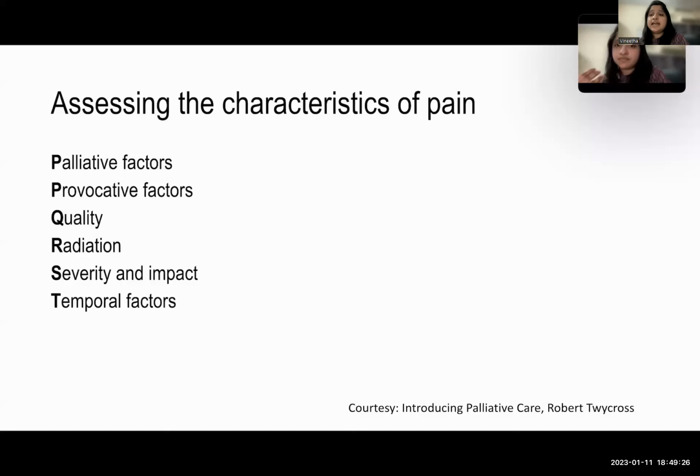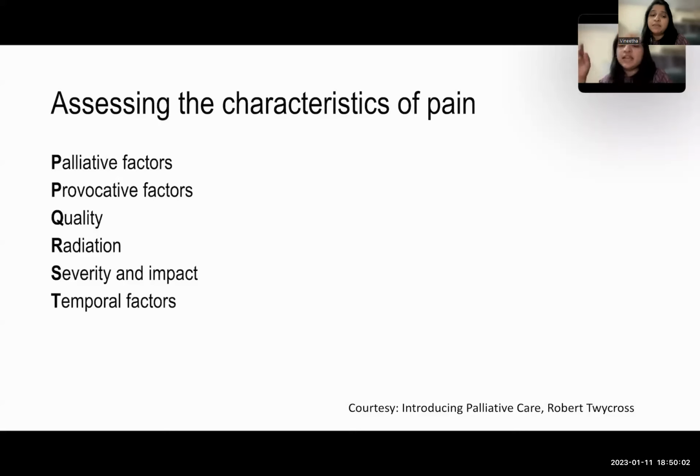Then radiation. As I said, a low back pain that radiates to the lower limb in a cancer patient, you may have to think of spinal mets and may have to go for an MRI if indicated. So the radiation is also important, and severity and impact. You should always document the pain scores. I have seen even in my pain management team that everything else is documented, how it started, how it has radiated, what the quality is, but they forgot to document the VAS score.